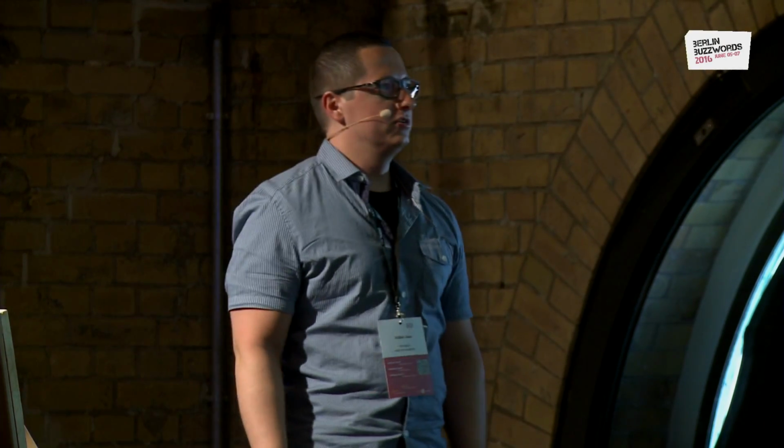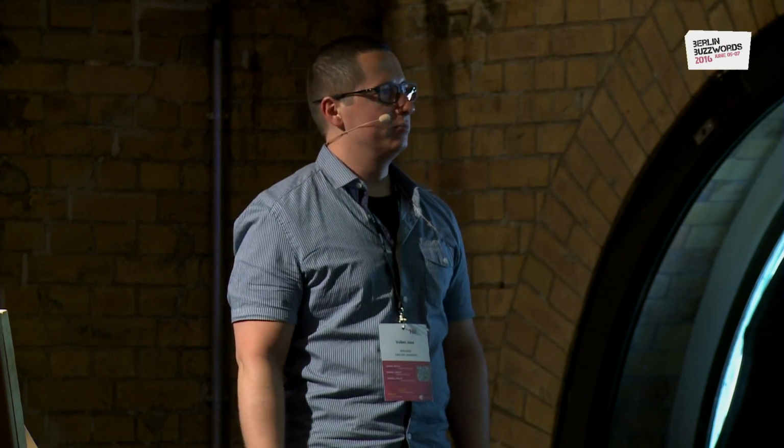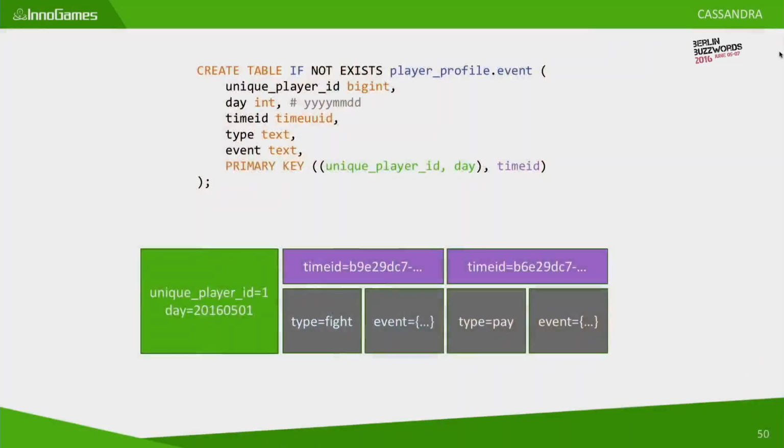Well, and that's what we came up with for our data model for the player profile. Basically, we have the unique player ID, which is a unique identifier for the player. We have the day, and that's our row key. So by this row key, we distribute the data across our cluster. And then for the column keys, we have time UUIDs, like I mentioned before. And then we just store the type of the event and the event itself. Then we can use it in our application and read the data from it. So that's basically how that works.